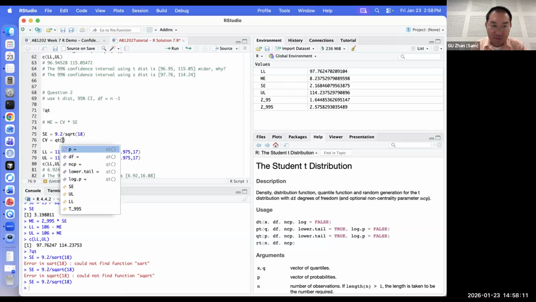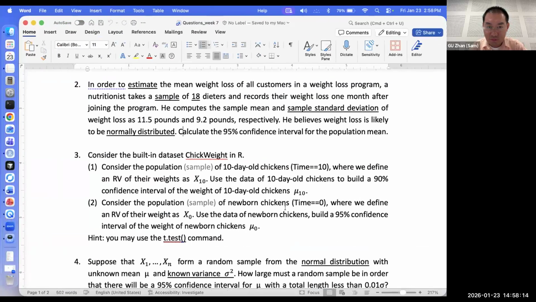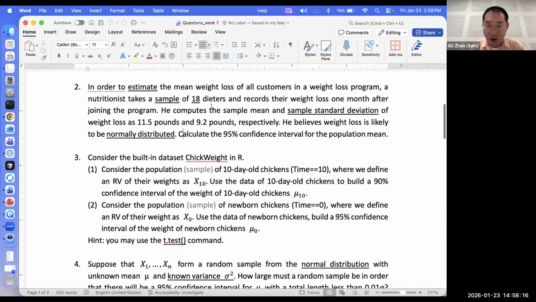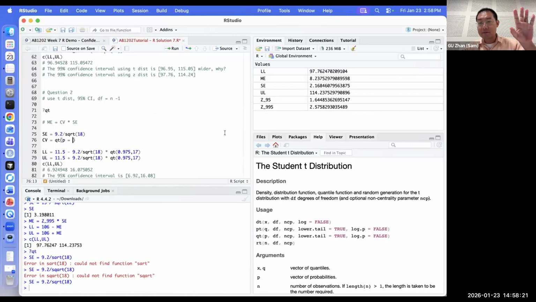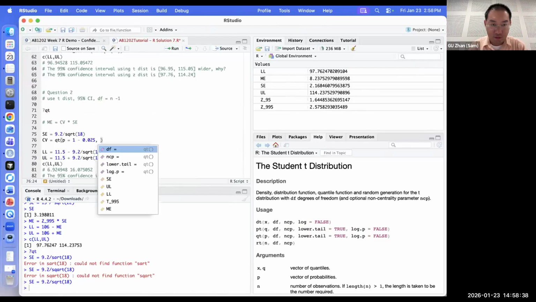QT, probability equals how much confidence we want to achieve? 95% means one side 2.5%, another side 2.5%. So 1 minus 0.025, P is this value, 0.975. Then next is degree of freedom, which is n minus 1. What is n? n is 18. 18 minus 1 is 17.